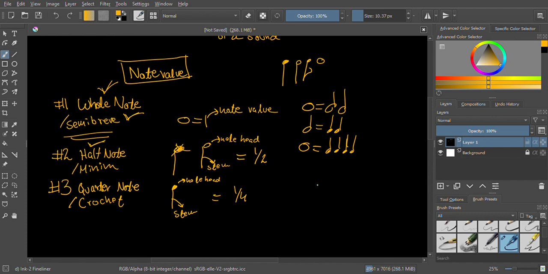And what does this mean? It means that a whole note is 4 times as long as a quarter note. That means that 4 quarter notes fit into one whole note. It's 4 times as long as a quarter note.